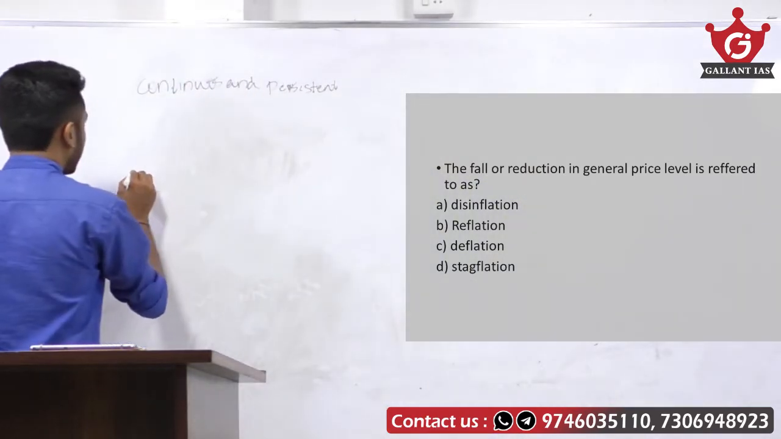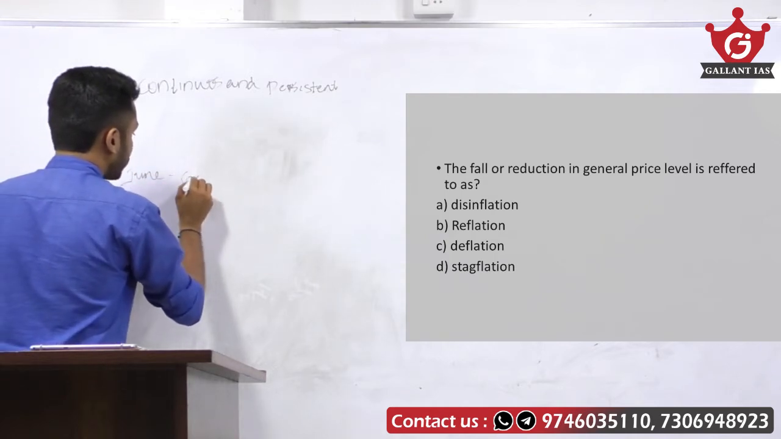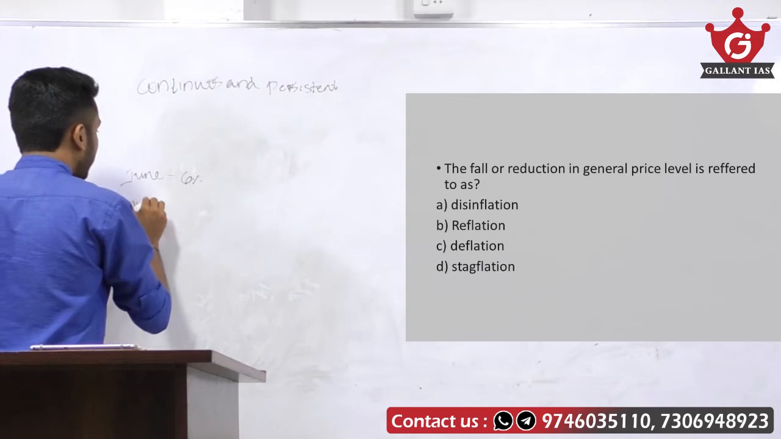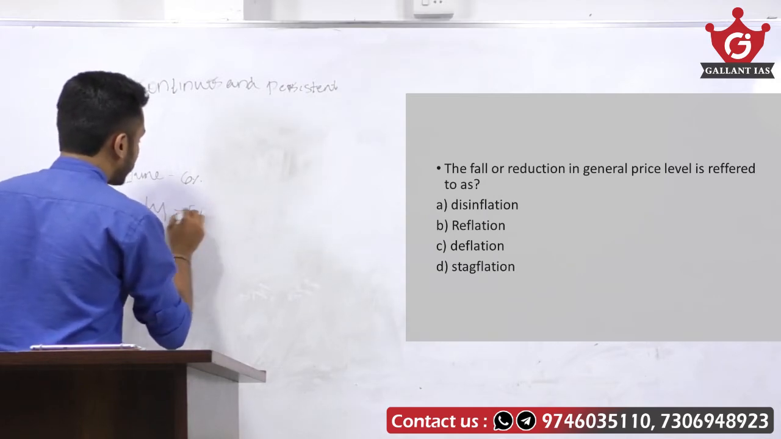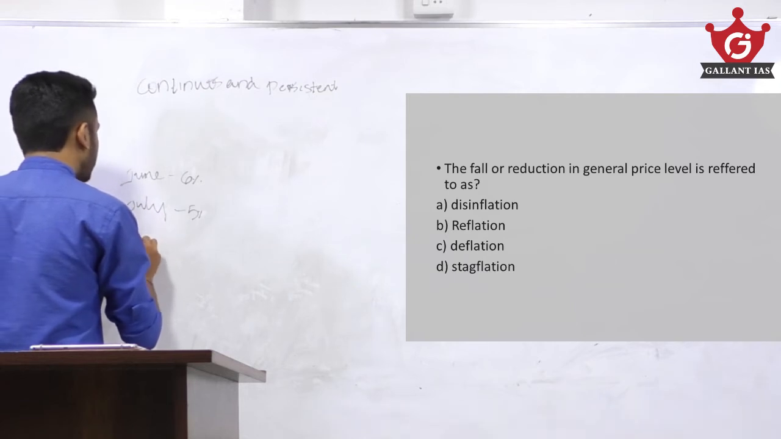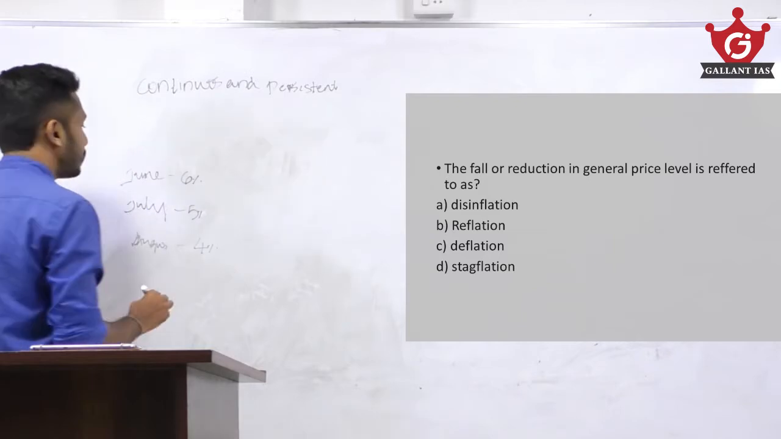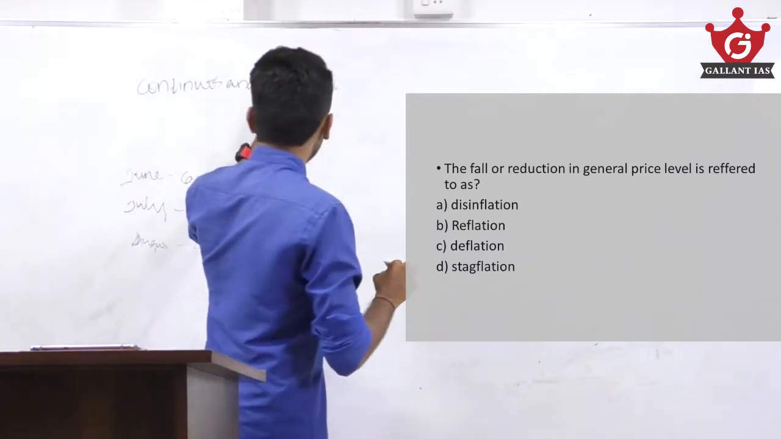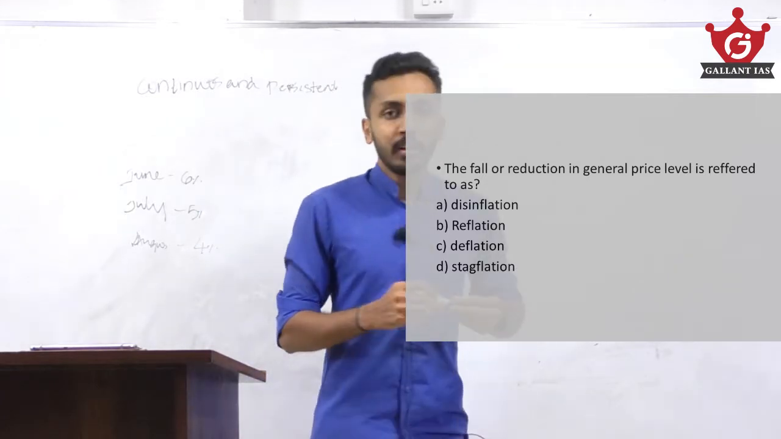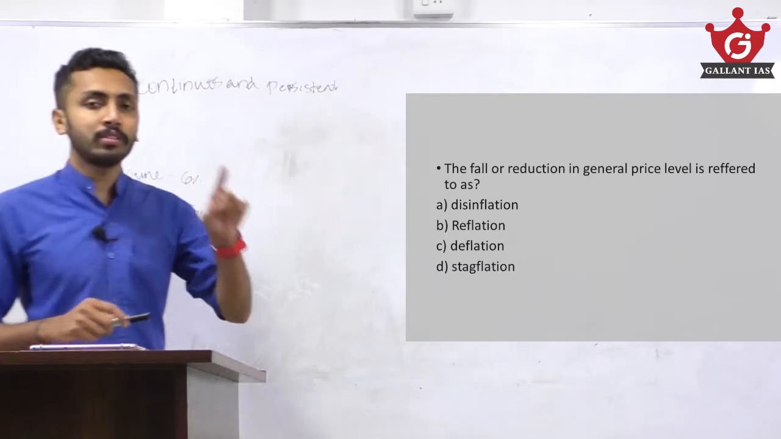That means in the month of June, the inflation rate is 6%. In July, even though there is inflation, the rate is decreasing to 5%. In August, a further decrease to 4%. This is what disinflation is. Disinflation is not the opposite of inflation, but there is inflation in a decreasing trend.